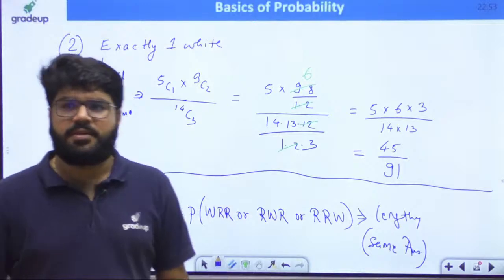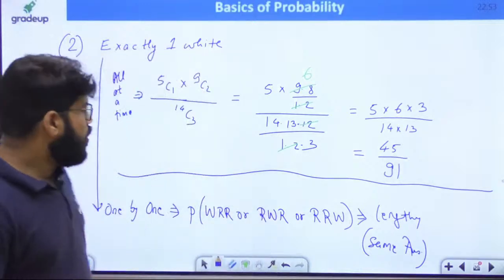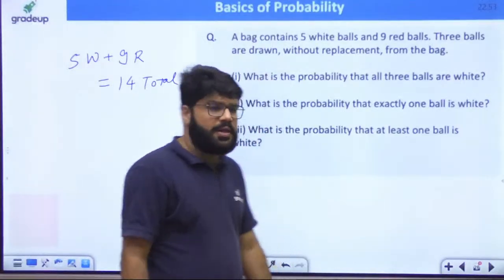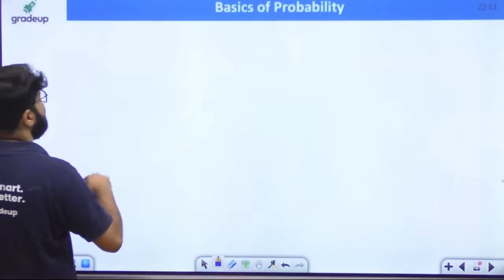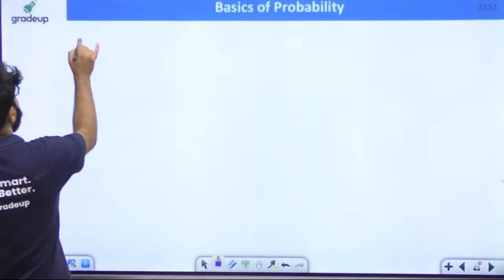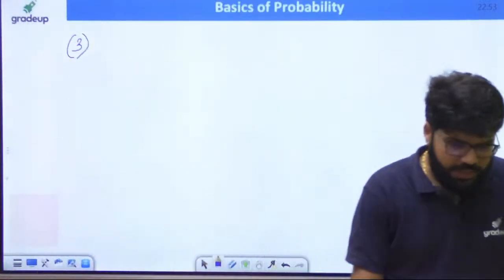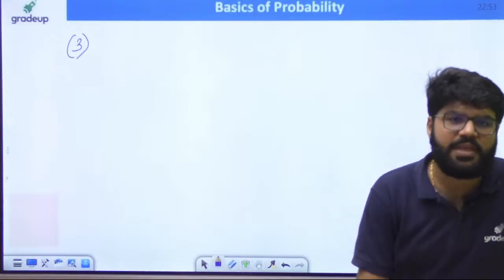Lengthy with the same answer, right? Okay guys, the third one. What is the probability that at least one ball is white? Come on guys, come up with the answer.